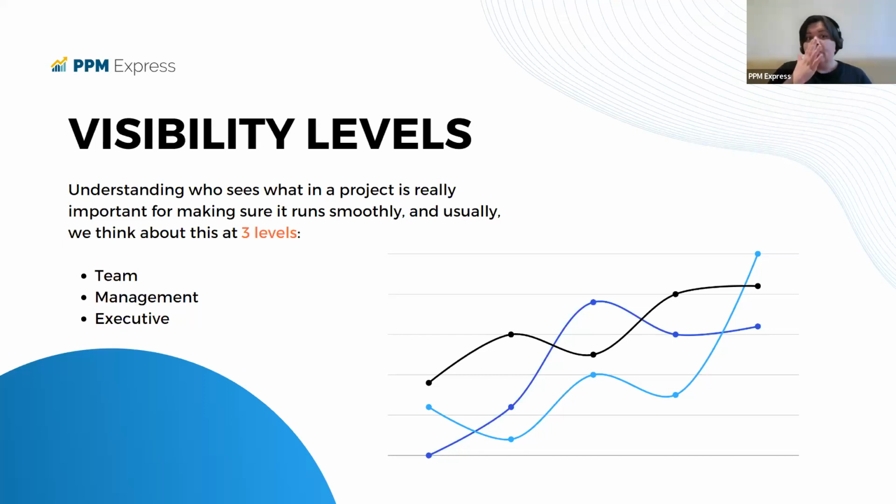In short, project visibility is like a layered cake, with each layer giving a different view that is needed for different roles in the company. So this way, everyone from the team member to the big bosses, they get the info they need to do their jobs well and to help the project succeed.